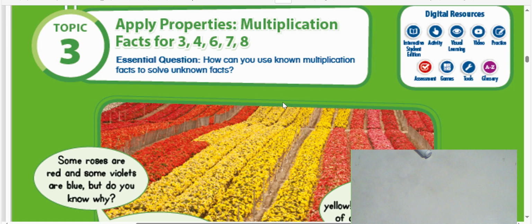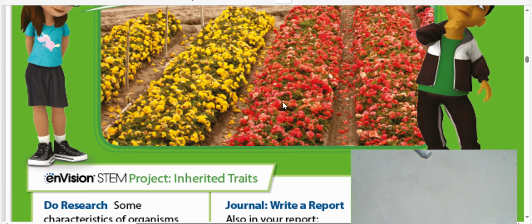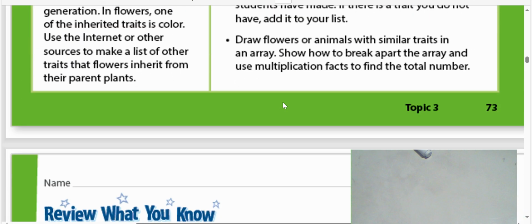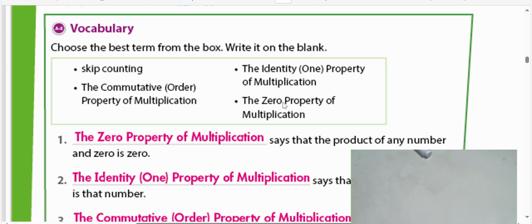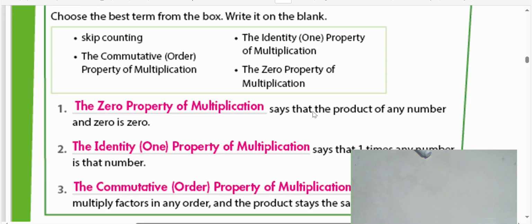Okay, look with me, open the book, page 74. First we want to know this vocabulary. Keep counting the identity property of multiplication. The multiplicative identity will be 1, and the commutative property means you're repeating the order between two numbers, and the 0 property of multiplication: if a number is multiplied by 0, the product will be 0.